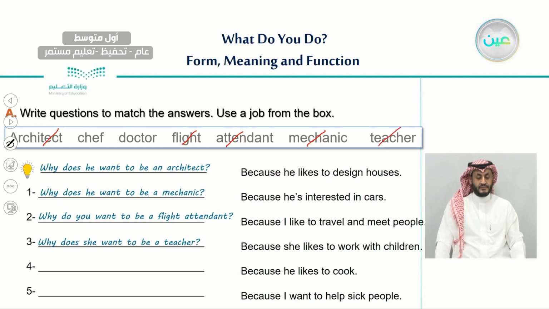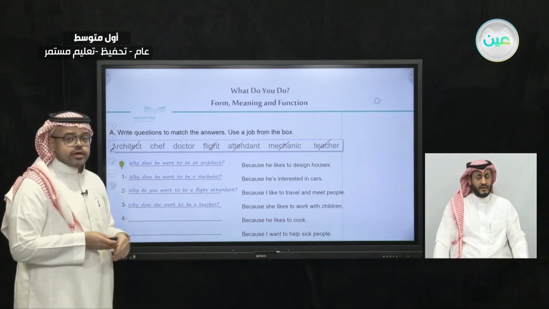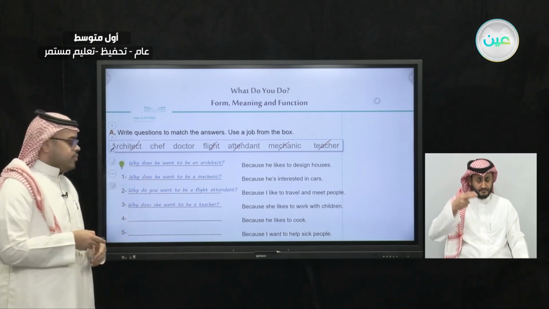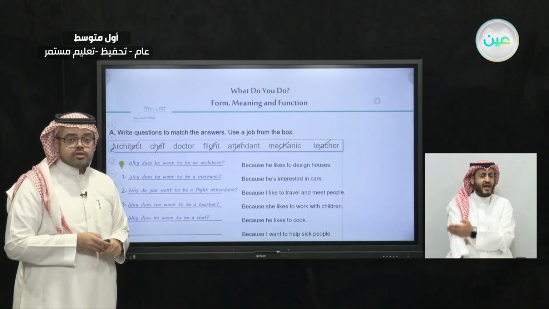Now, here we have two remaining jobs. Let's read the fourth one. Because he likes to cook. He likes to make food. So what do you think? Is it the chef or the doctor? Excellent. It is the chef. So here we would say, why does he want to be a chef? And the last one, number 5, because I want to help sick people.